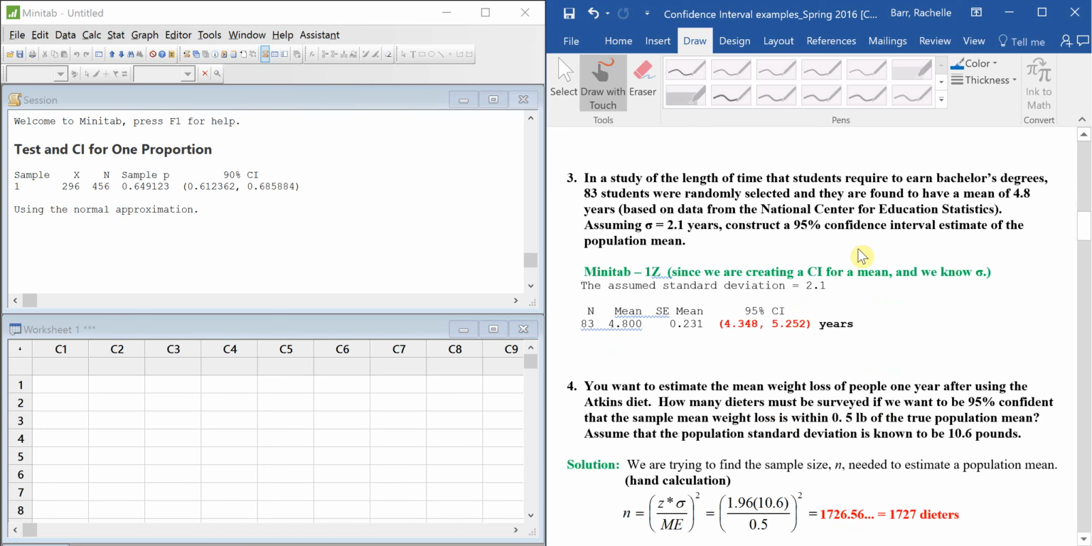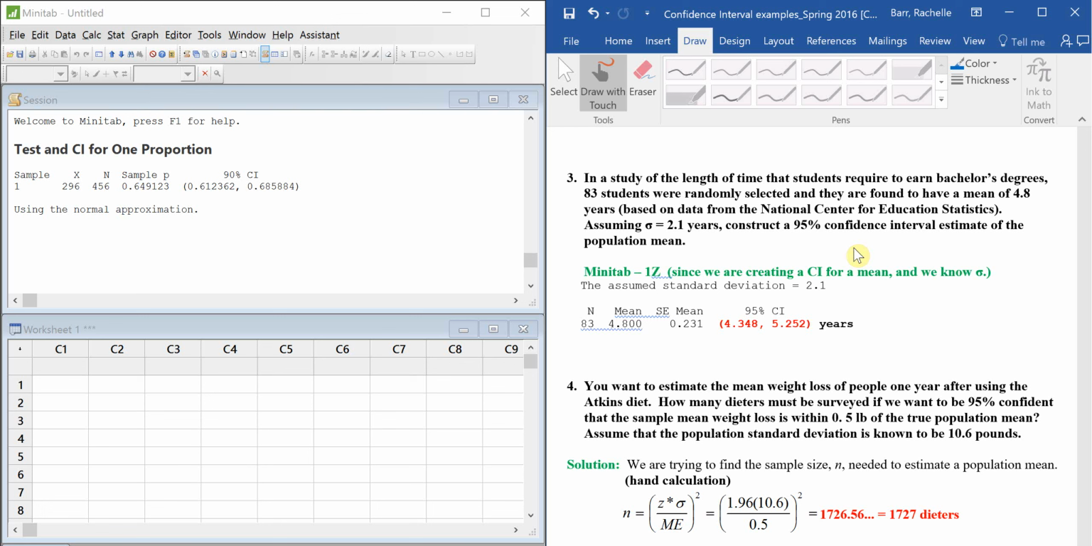So, moving on, number 3. In a study, the length of time that a student requires to earn a bachelor's degree, 83 students were randomly selected, and they were found to have a mean of 4.8 years, based on data from the National Center of Education Statistics. I think it's educational statistics now. I should probably fix that. Anyway, the names of things are changing all the time.